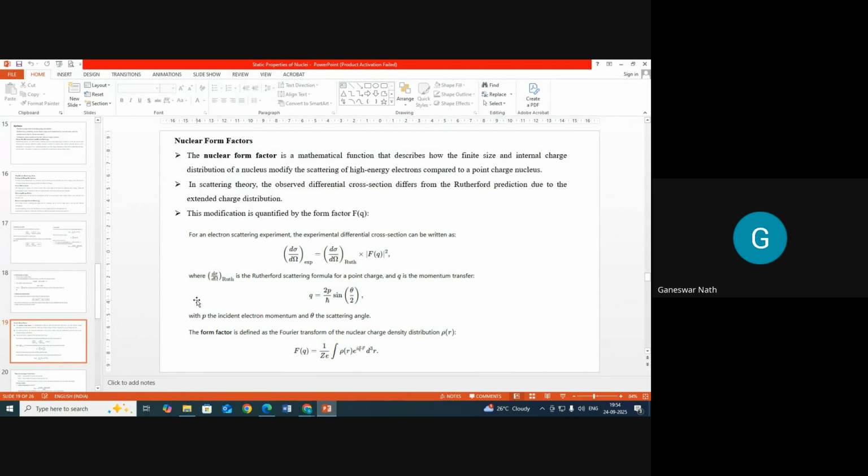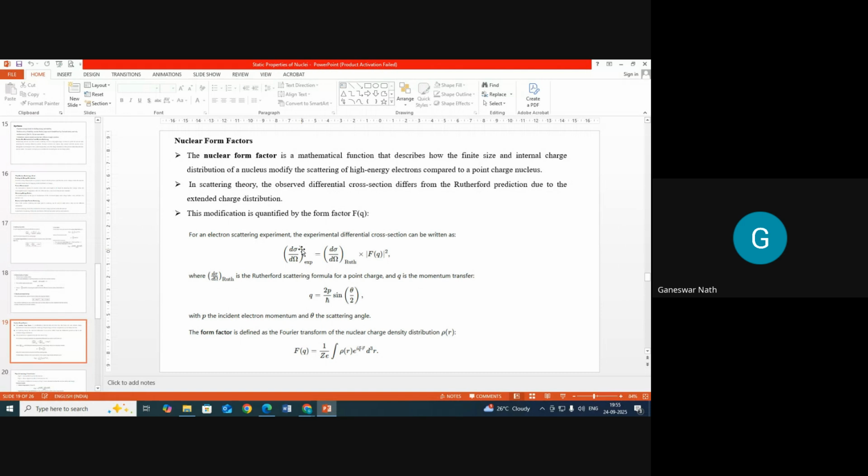Then let me come to the nuclear form factor. This nuclear form factor is a mathematical function that describes how the finite size and internal charge distribution of a nucleus modify the scattering of high energy electrons compared to a point charge nucleus. For a point charge nucleus, we use the Rutherford scattering formula, but when the charges are distributed over a long region or domain, then you can use the nuclear form factor, which helps to determine the size of the nucleus.